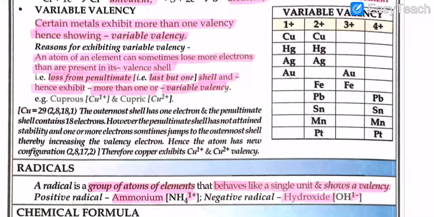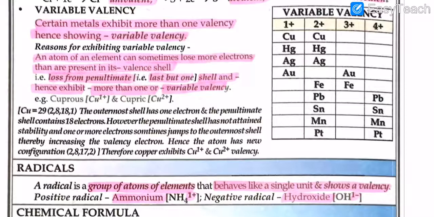For example, cuprous and cupric have variable valency. One is 1 plus, the other is 2 plus. Its original electronic configuration is 2, 8, 18, 1. The outermost shell has 1 electron and the second last shell contains 18 electrons. But the second last shell has not attained complete stability, so an electron jumps. Thus this is called variable valency. It has the ability to lose or gain one or more electrons, and that is variable valency. Also a very, very important thing, so you can mark it.